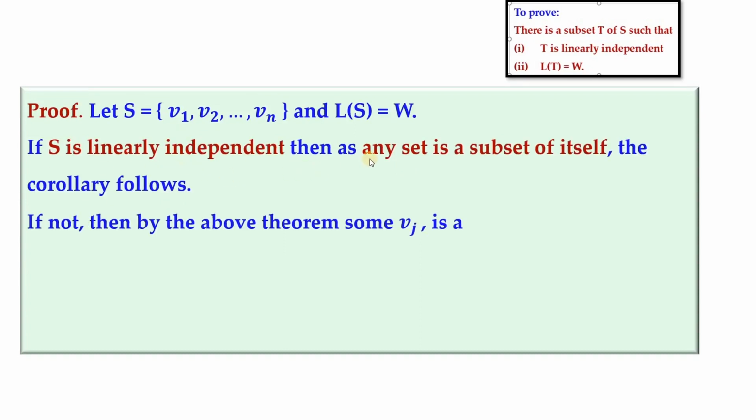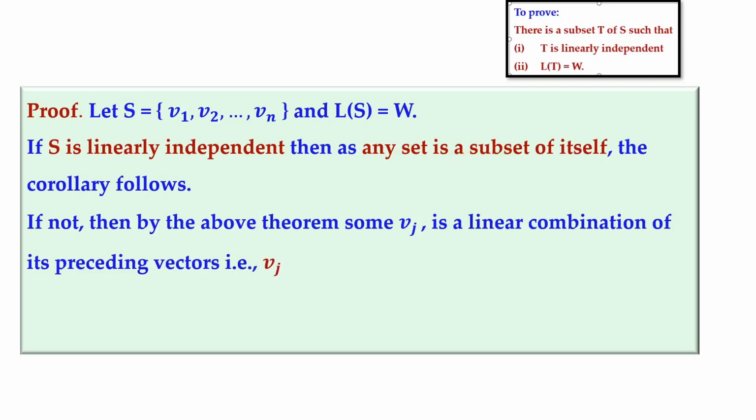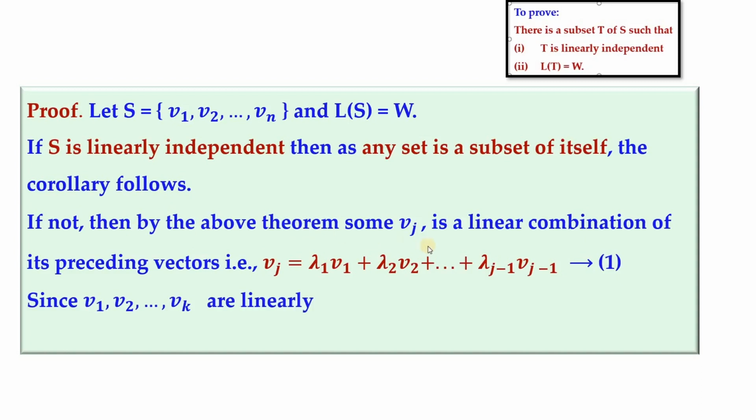If it is linearly independent, then as any set is a subset of itself, the corollary will follow. If not, by the above theorem, some Vj is a linear combination of its preceding vectors. So Vj is written as lambda 1 V1 plus and so on lambda j minus 1 Vj minus 1. We shall name this as equation 1. Now since V1, V2 etc. Vk are linearly independent, naturally this j should be greater than k.